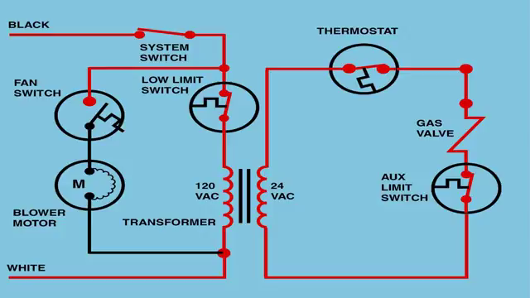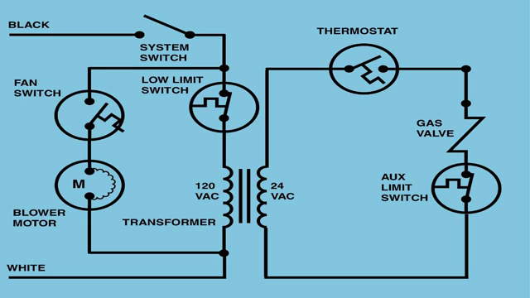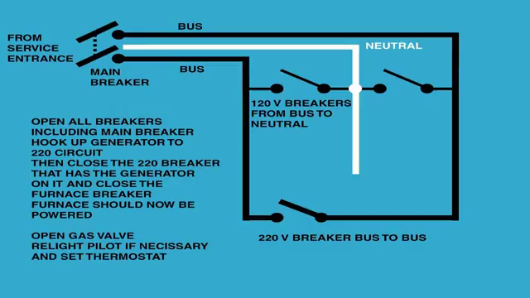Note that if you have no power, you have no heat. Power is required to open the gas valve or to run the fan. In the event of a power failure, you can shut off all your breakers except the furnace breaker and one 220 volt appliance like an electric range or a clothes dryer. Plug a small generator into that outlet and you can run the furnace to keep your house from freezing.